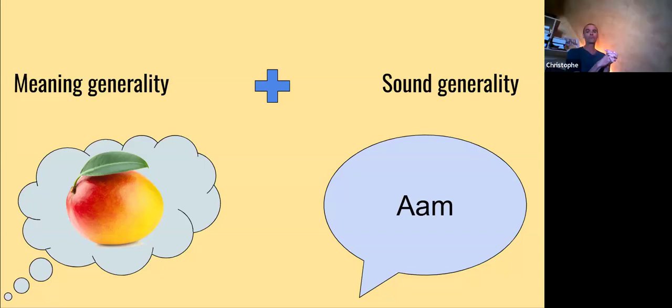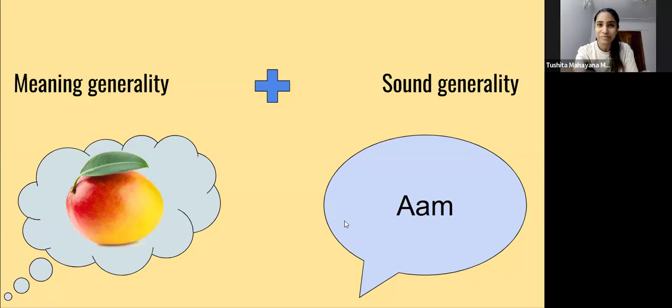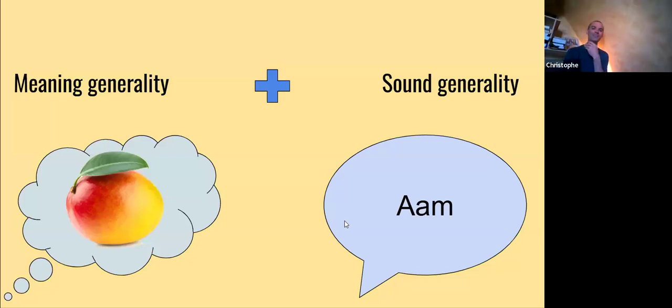Then the local people will say, okay, we call it an aam, I guess. In Hindi, for mango. Is that right? I'm not really sure now. That's perfect. Okay, good. So now you can mix both, the meaning and the sound.